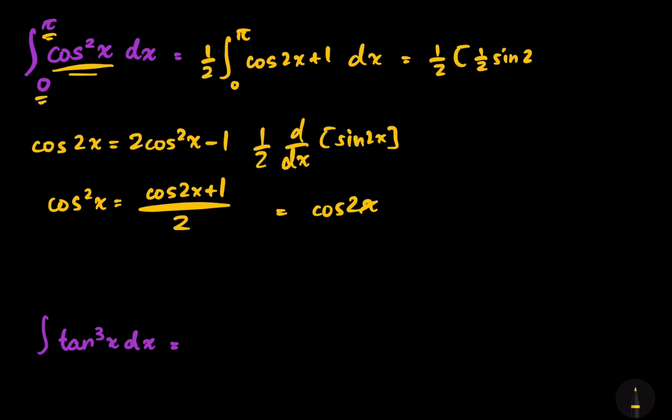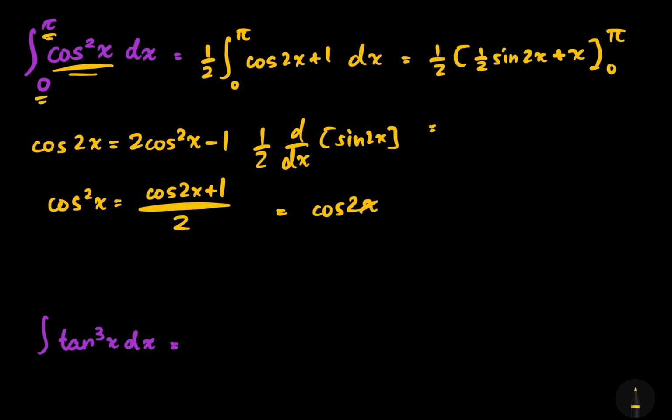Or you could use u substitution if you want. It doesn't really matter, but this is just a different way to think about it without formally having to do the u substitution. And then this plus 1 over here, when we integrate that, that's just going to be plus x. And then we're evaluating that from 0 to pi.